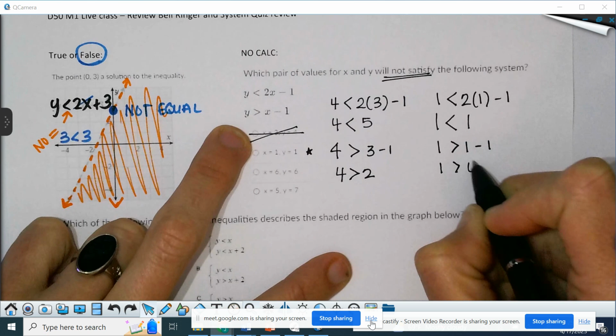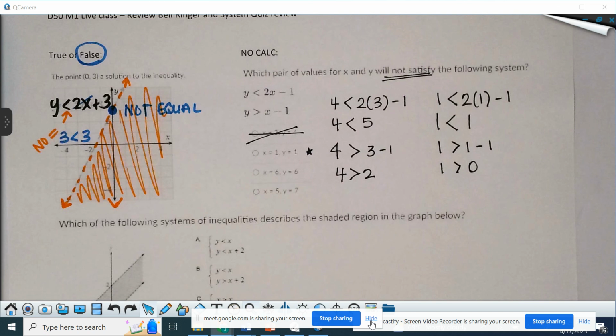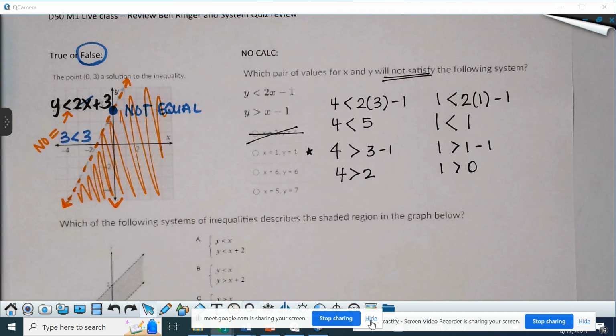It is. It does make the second one true, but if it makes one of the equations true, can it be a solution to the system? Right. It has to work for both or not work for both. So this guy looks good for an answer. Let's check the next one.